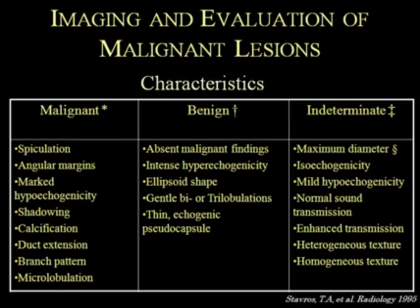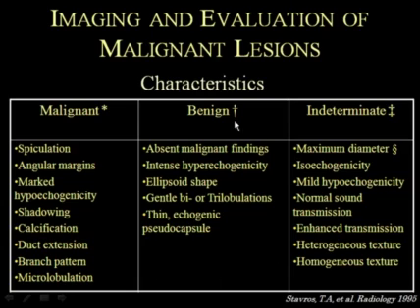So when we talk about imaging and evaluation of malignant lesions, we think of the several important articles, specifically the article by Tom Stavros that was a landmark article. He characterized malignant and benign and indeterminate findings. This was published in Radiology in 1995. The malignant findings are spiculation, angular margins, marked hypoechogenicity, shadowing, calcification, duct extension, branch pattern, microlobulation.